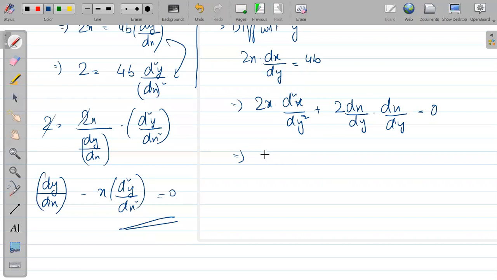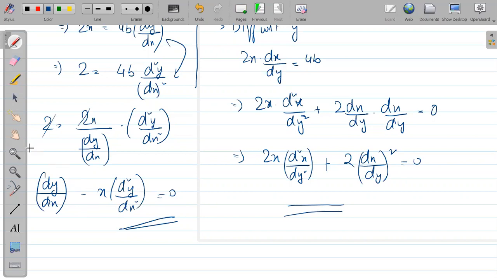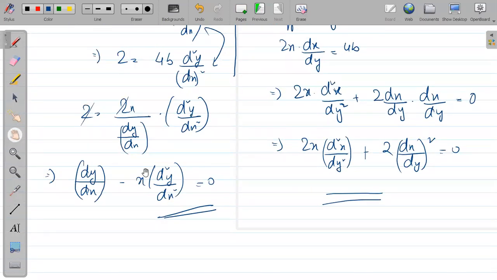So here after simplifying, what are you getting? 2x dx by dy, 2 dx by dy whole square equal to 0. 2 cancelled, so this is the answer. Is it clear to you? You can see both are same only.